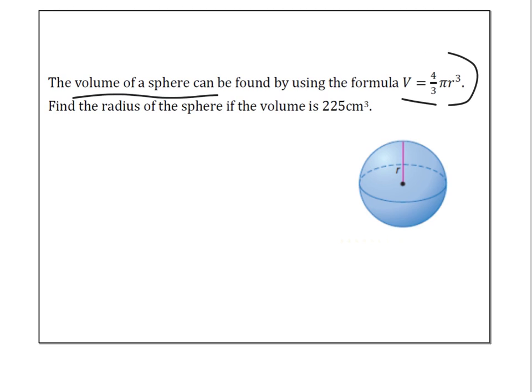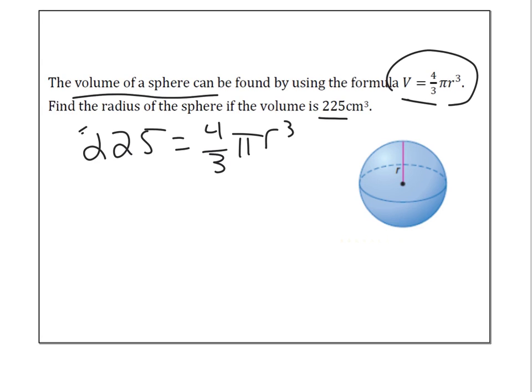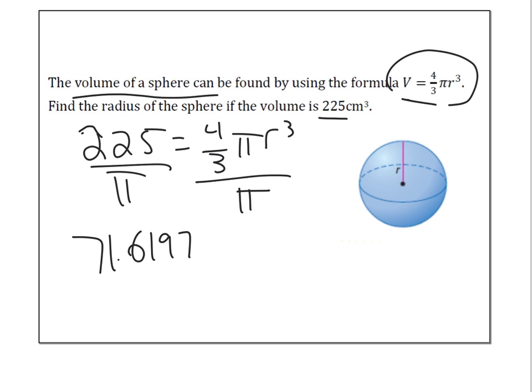Volume of a sphere is found by doing this. Figure out what the radius of the sphere is if the volume is 225. So 225 equals 4/3 pi r cubed. Now solving this using some algebra, I'll divide by pi first. So 225 divided by pi is going to be 71.6197.